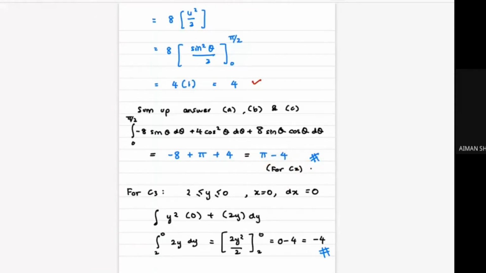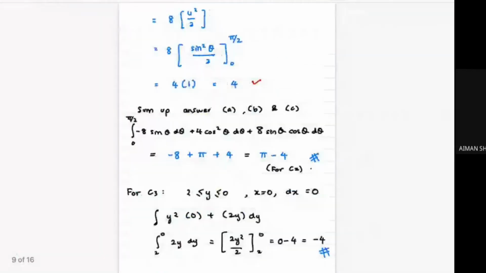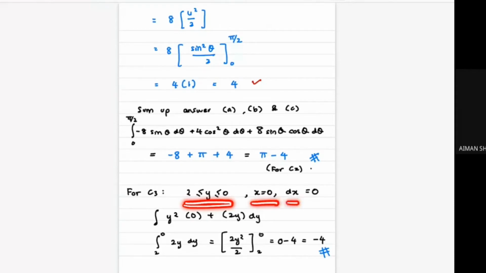Okay, remember you have C1, C2, and C3. So now let's solve C3. Okay, which part is C3? C3 is here, this line. So for C3, y is from 2 to 0. X is equal to 0, so dx is equal to 0. Substitute into the equation, so you get this value. Integrate 2y dy from 2 to 0. Then you'll get negative 4.